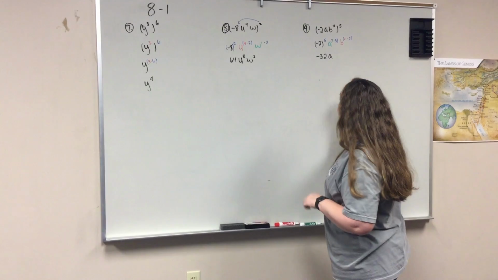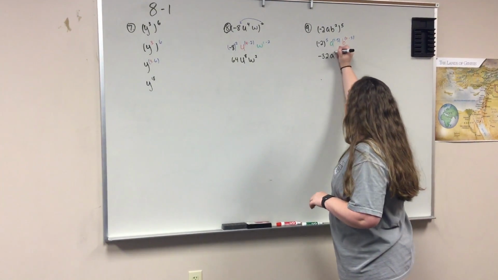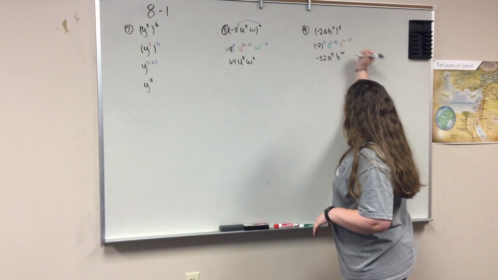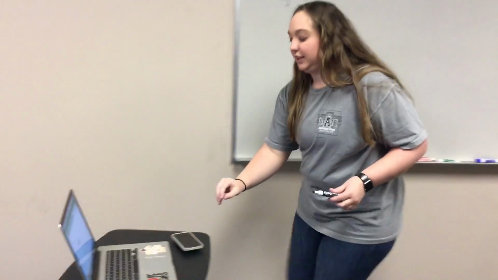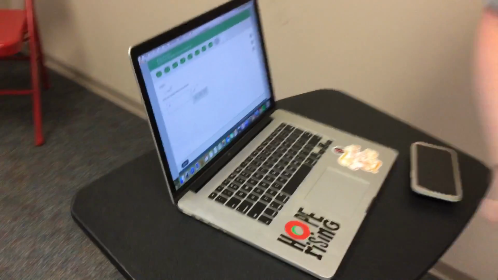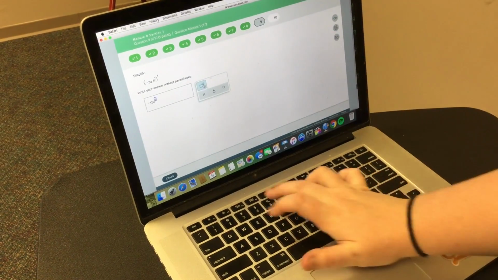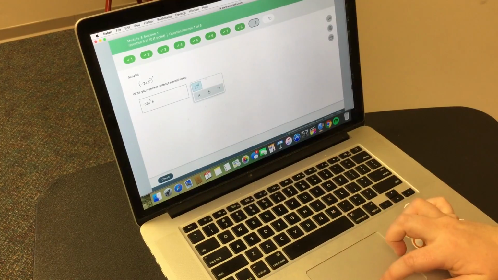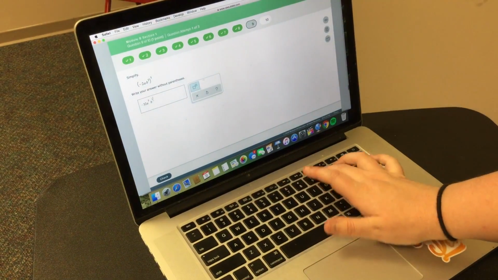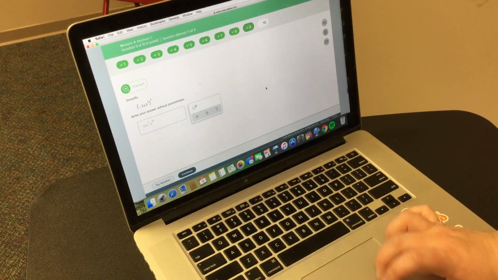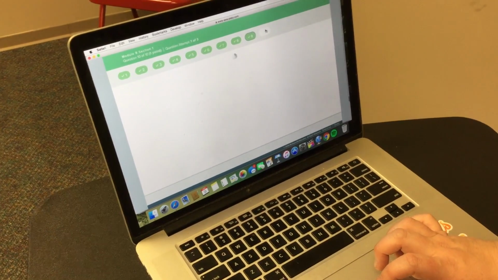So then we have A, 1 times 5 is 5. B, 2 times 5 is 10. So, -32 A raised to the 5th power times B raised to the 10th power. All right, last one, number 10.